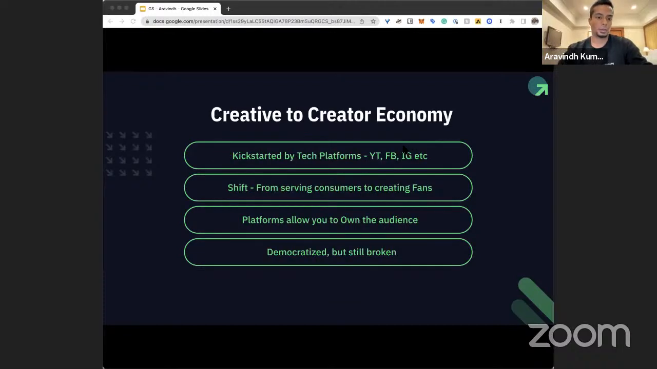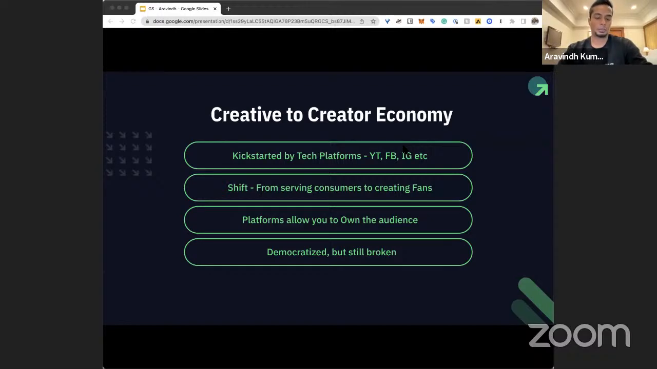And this is where we are today, right? We have transitioned from a creative to a creator economy. And this was largely kickstarted by the marketplaces and the tech platforms that we have today, like YouTube, Facebook, Instagram, etc. And this was the first time where creators added fans instead of consumers, right? And this is a very important distinction.